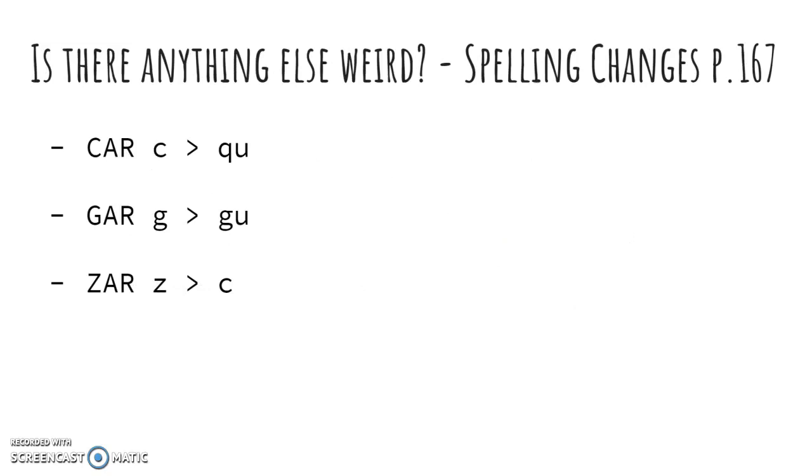Yes, there's some spelling changes. So verbs that end with car, gar, and zar get a weird spelling change. In the verbs that end with car, the C goes to QU, with gar verbs it goes to GU, and with verbs that end with zar, the Z goes to a C. So let's look at an example.